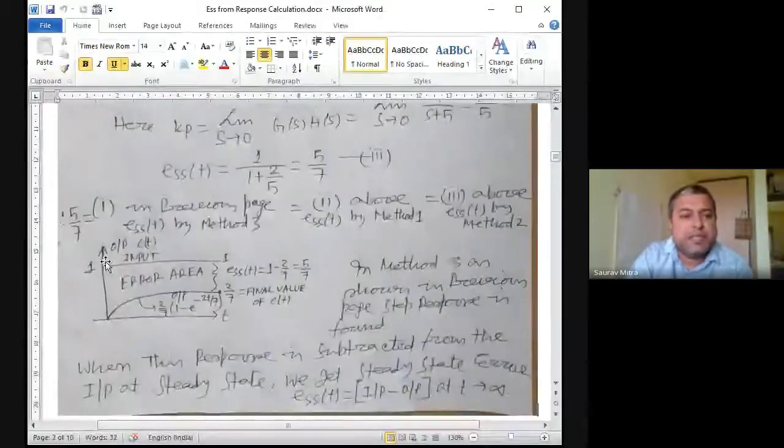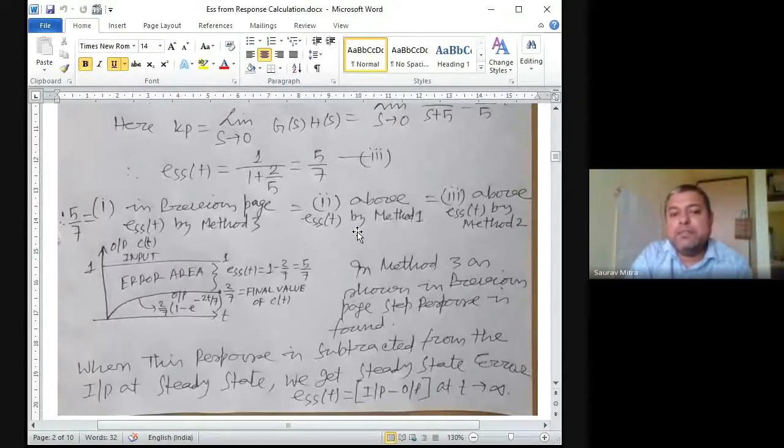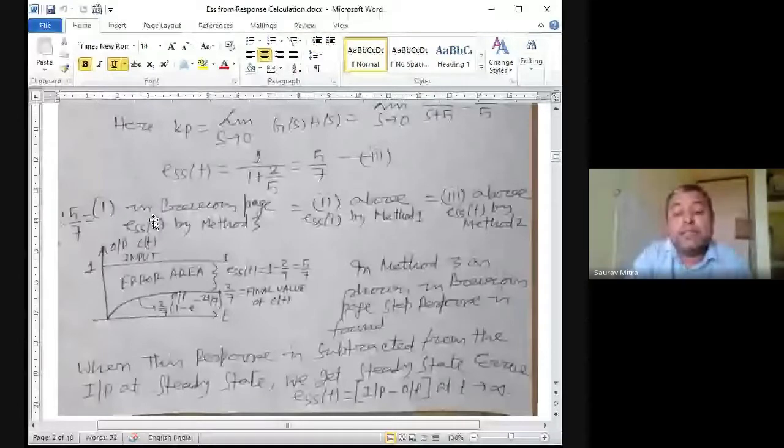So let us see what is written. 5 by 7 is the error found in the previous page by method 3, which is equal to that by method 1. So this is the final value theorem method. This is method 2, the static error constant method. So we are having 3 methods: the final value theorem method, the static error constant method, and finding the error from the c(t) method, that is from the response.